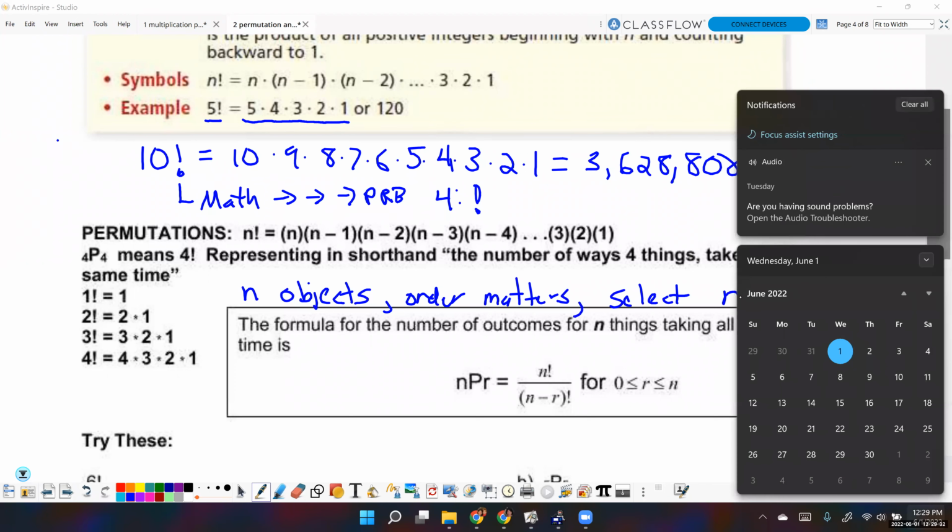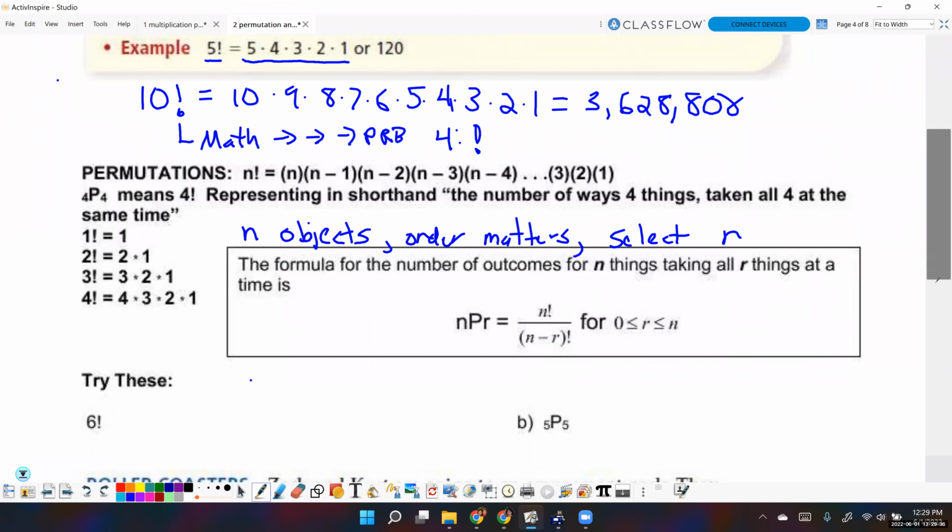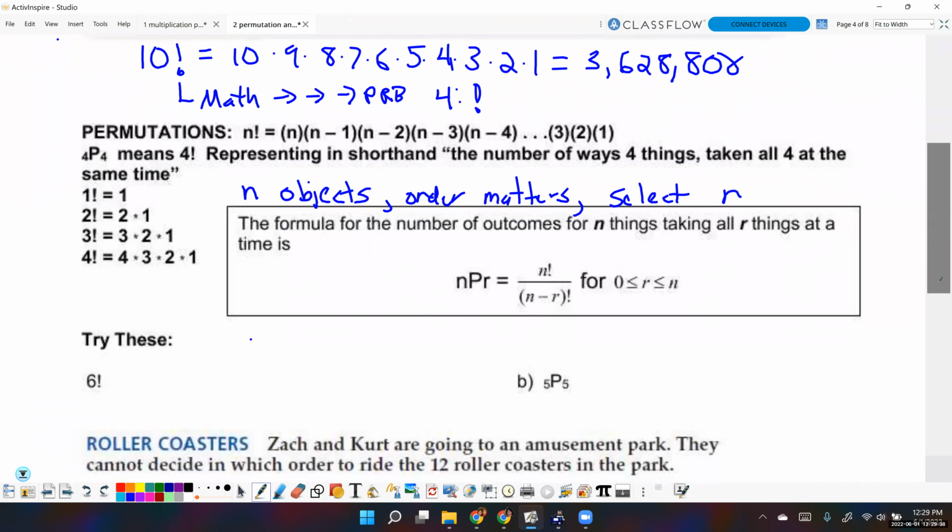Let's say we have 10 kids in a class, and we are going to pick 2 of them for, I don't know, line leader and the caboose. It's kindergarten. 10 is our N value. We would say 10P2 because 2 is the number we are selecting.